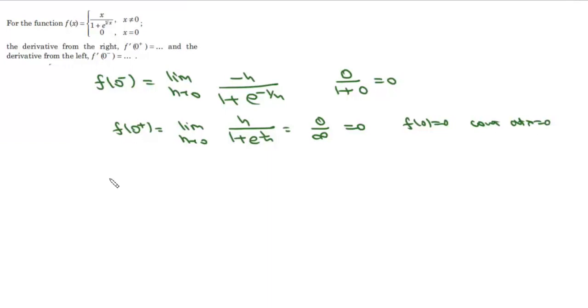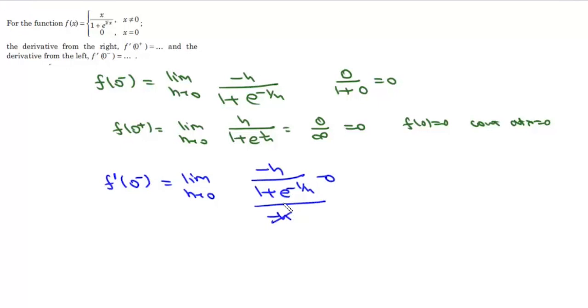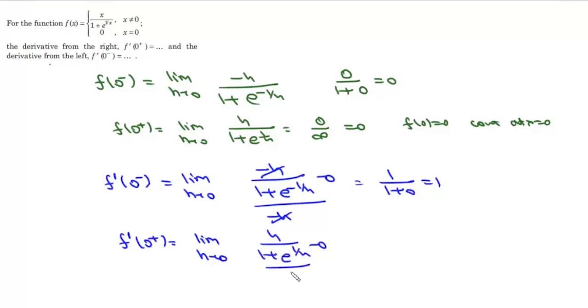Now we'll find its left hand derivative. Now f'(0-) will be this limit h tends to 0 of (minus h upon 1 plus e to the power minus 1 by h, minus 0) upon minus h. Now this minus h and minus h will cancel. Now this is 1 upon 1 plus 0. So its left hand derivative is 1. And we find its right hand derivative, it will be this limit h tends to 0 of (h upon 1 plus e to the power 1 by h, minus 0) upon h. Now this h will cancel. Now this is 1 upon, and e to the power infinity is infinity. So it will be 0. So its left hand derivative is 1 and right hand derivative is 0.